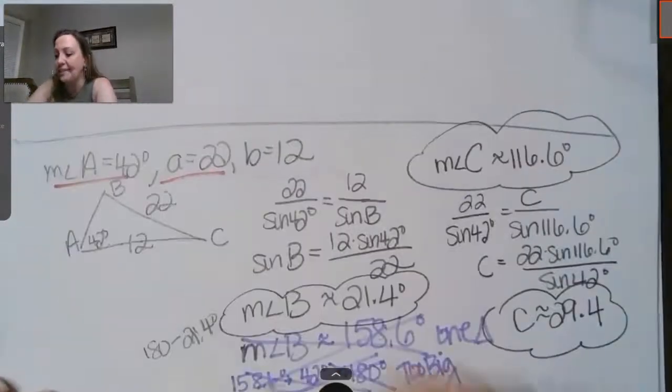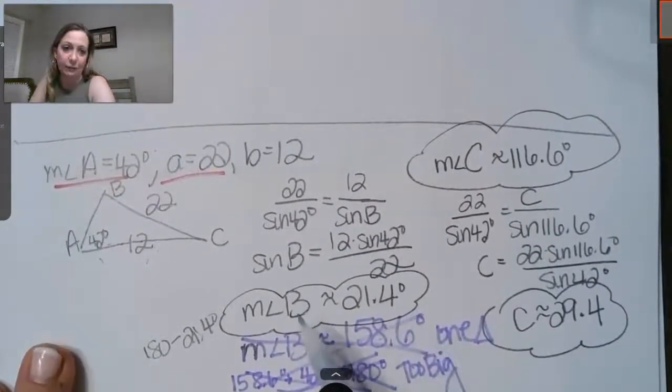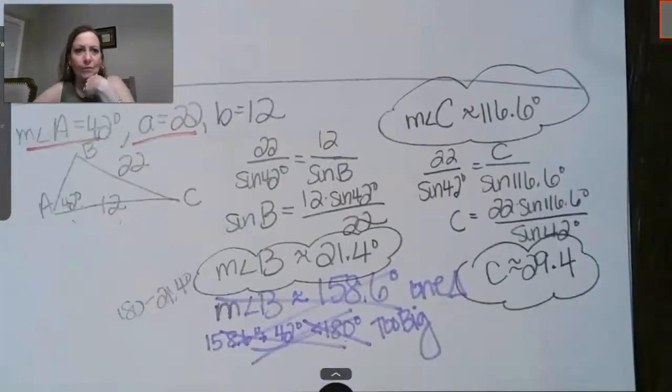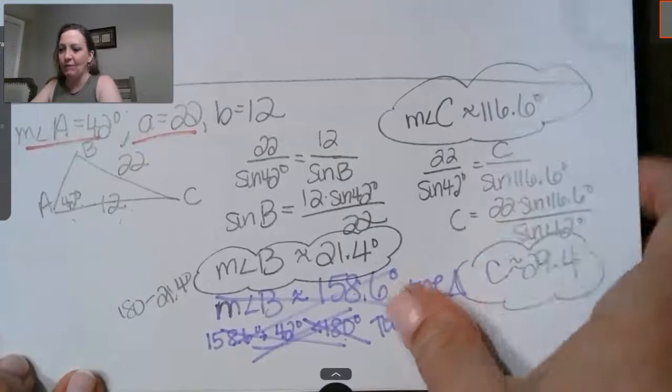So there are cases that are SSA that have just one triangle that are acute. I just wanted to demonstrate that to you. Sorry, my computer cut me off. I think I was all set with that idea though. So that's the idea of if you only have one triangle.